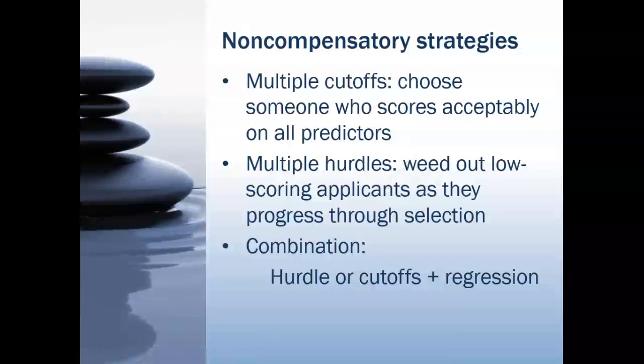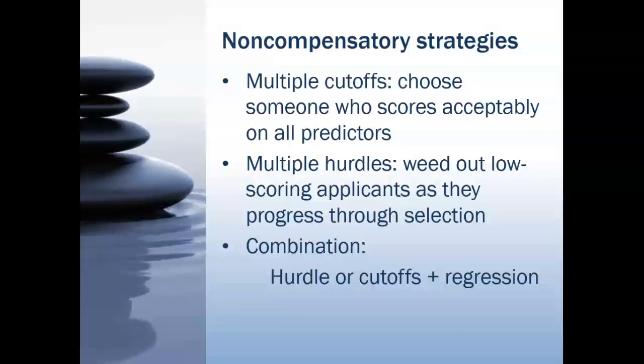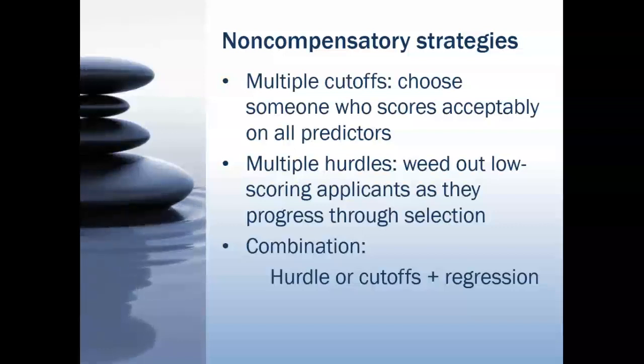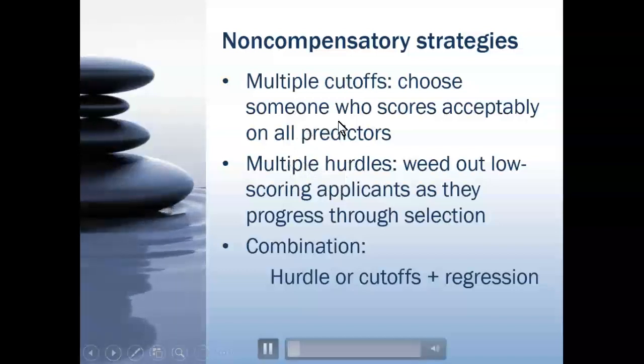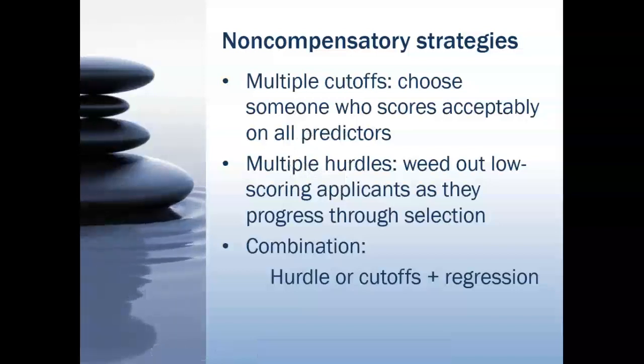So some candidates are weeded out in the application form process, then some of them proceed further, then they get weeded out during the first interview, the second interview, the third interview, the assessment center. If you've been through a process like that with multiple interviews and so on, then you have gone through a multiple hurdle selection process. And both of these techniques can be combined with multiple regression to help you rely on the data to work out what the cutoff or what the hurdle should be.